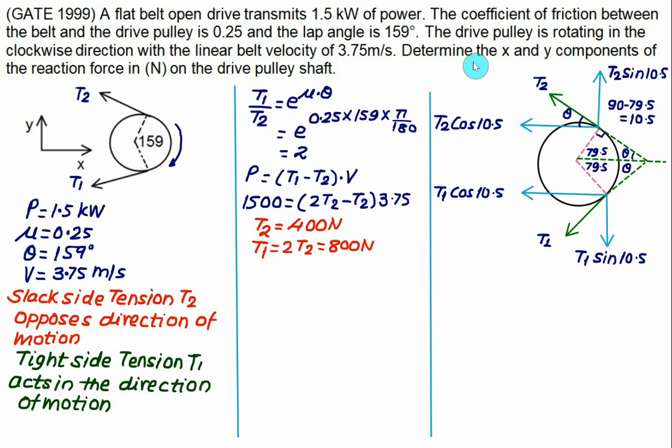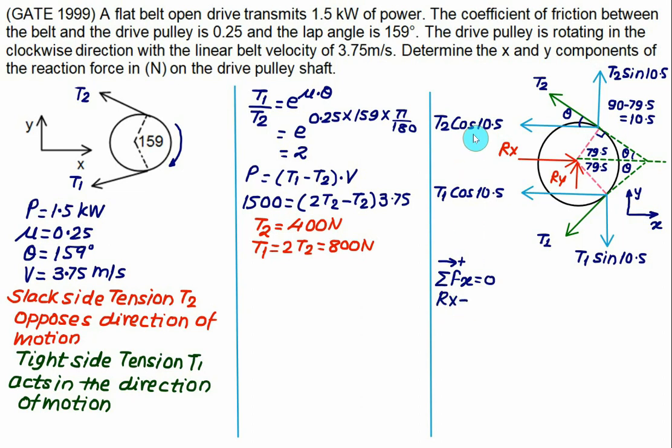We are interested to know the X and Y component reaction on the drive pulley. So let's say we have reaction along the X direction is Rx and the reaction along the Y direction is Ry. We'll consider here the X-axis as horizontal and the Y-axis as vertical. Since for equilibrium we have sigma Fx rightward must equal 0.